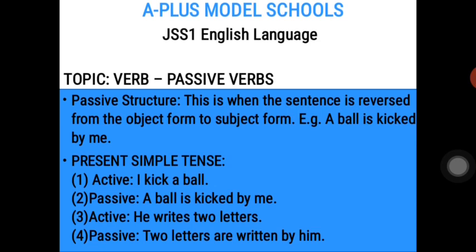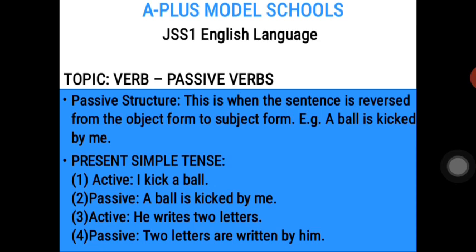Now look at it. Now, in the simple present tense, which is also called present simple tense, you could have it as simple present tense or present simple tense. Look at the first sentence we have there, which is active. We are dealing with the passive verb, so take note of that. Now, we first have the active, which says I kick a ball. Are you getting it? Now, it was reversed to passive.